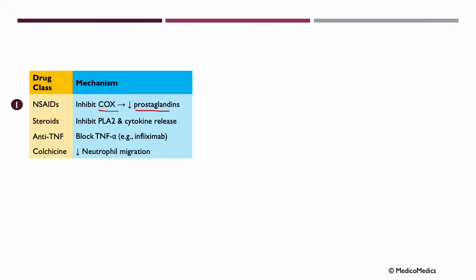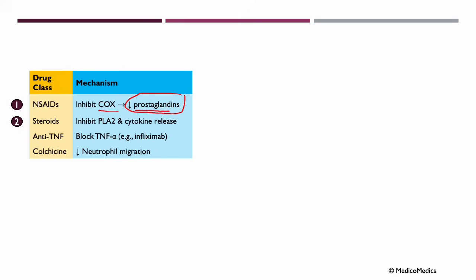Some examples of NSAIDs include ibuprofen and naproxen. Now, NSAIDs are the first-line drugs for inflammatory pain, but chronic use can actually cause gastrointestinal ulcers and kidney damage. This is due to prostaglandin suppression in protective tissues. So even if it's an important mediator involved in fever and pain and we want to decrease it, it has other functions.